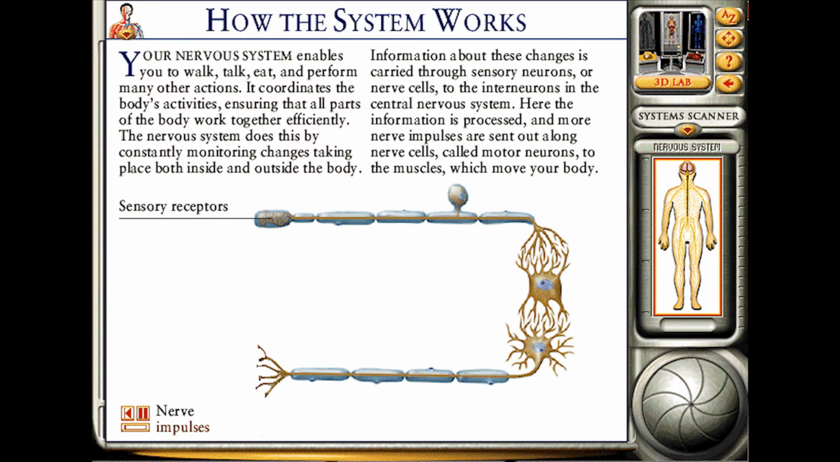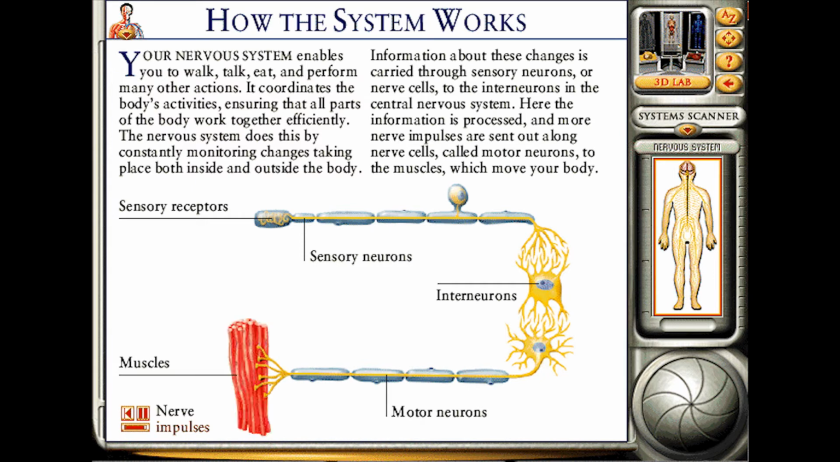Sensory receptors in your skin detect any changes happening outside your body. These stimulate nerve impulses that are sent along nerve cells called sensory neurons to the interneurons in the central nervous system. The interneurons process the information they have received and pass it on to the motor neurons. These carry nerve impulses to your muscles, causing them to contract.